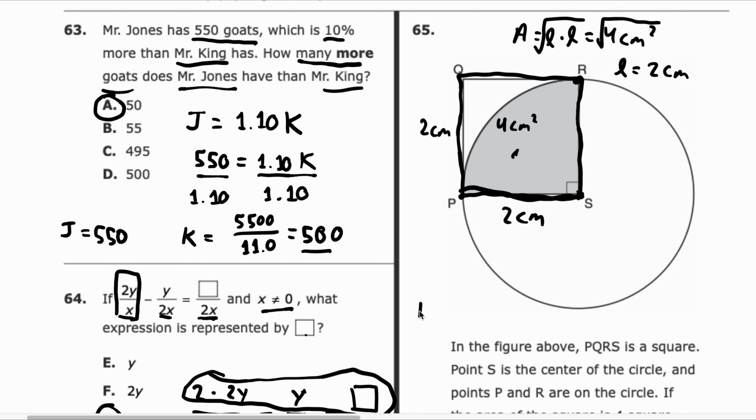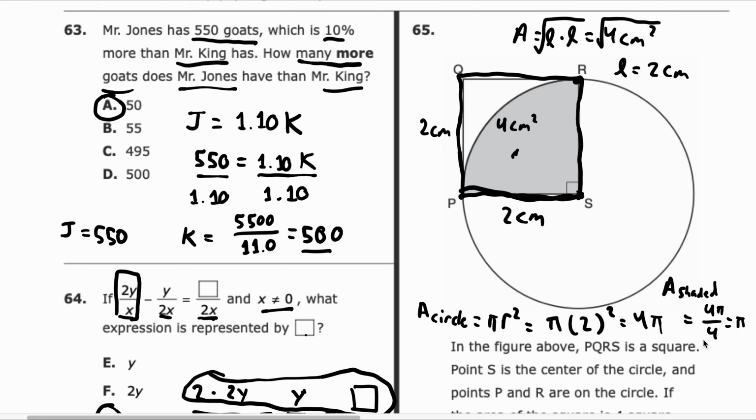So we can calculate the area of the full circle as pi r squared. And we know that PS is just the radius, and it's 2 centimeters. So this would be pi times 2 squared, which is just 4 pi. Okay, so that's the area of the whole circle. And then this shaded region is just 1/4 of the circle. So the area of the shaded region is just going to be 4 pi over 4, which is just pi. So pi should be our answer.